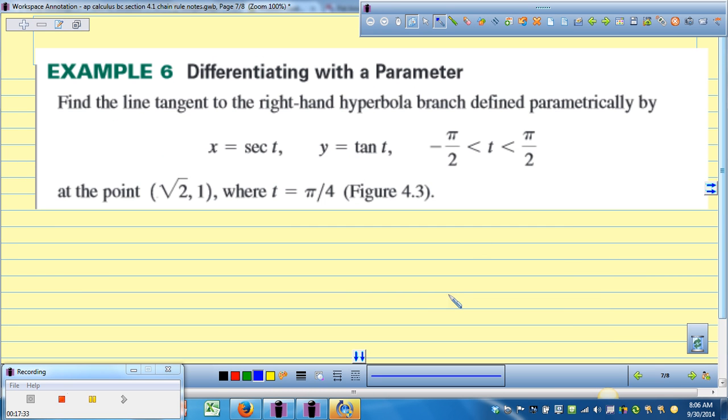Find the line tangent to the right-hand hyperbola branch defined parametrically by x equals secant t, y equals tan t, between negative pi halves and pi halves for t, at the point root 2, 1, where t equals pi fourths. So they have to give us this little bit of extra information because we have parametric equations, so they have to tell us the time that we're interested in.